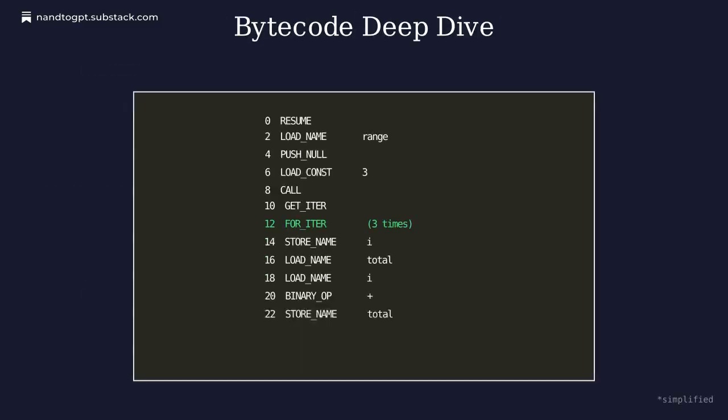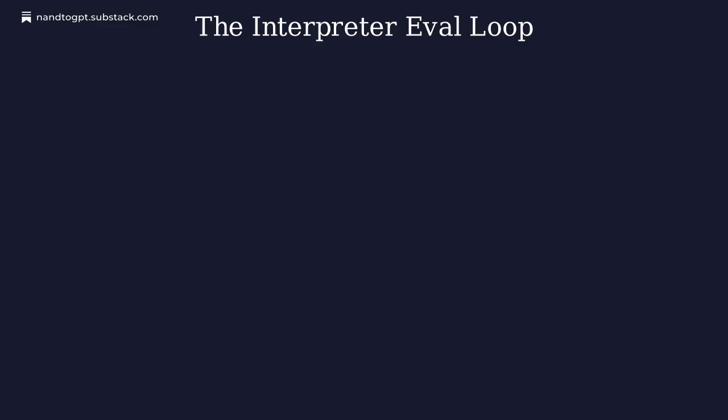Let's see the actual bytecode for our loop. Each instruction is a single operation with its arguments. LOAD_NAME gets range from memory. CALL invokes it with argument 3. GET_ITER creates an iterator. FOR_ITER gets the next value or jumps to N4 when done. BINARY_OP performs the addition. And then JUMP_BACKWARD jumps back to the FOR_ITER. This is the loop. A simple for loop broken into primitive steps.